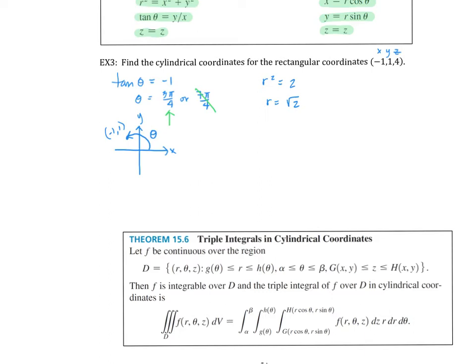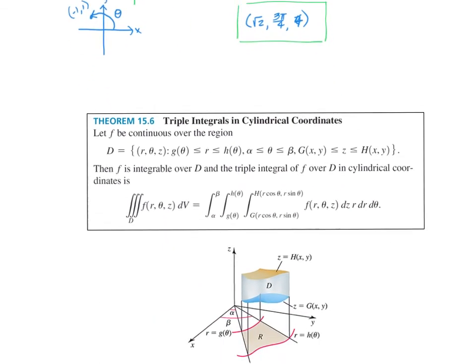So then my coordinates are going to be r first, so that would be positive square root of 2. Theta is 3 pi over 4, and the z value is simply the z value of 4. Okay, so that's the idea of going back and forth between rectangular and cylindrical coordinates.